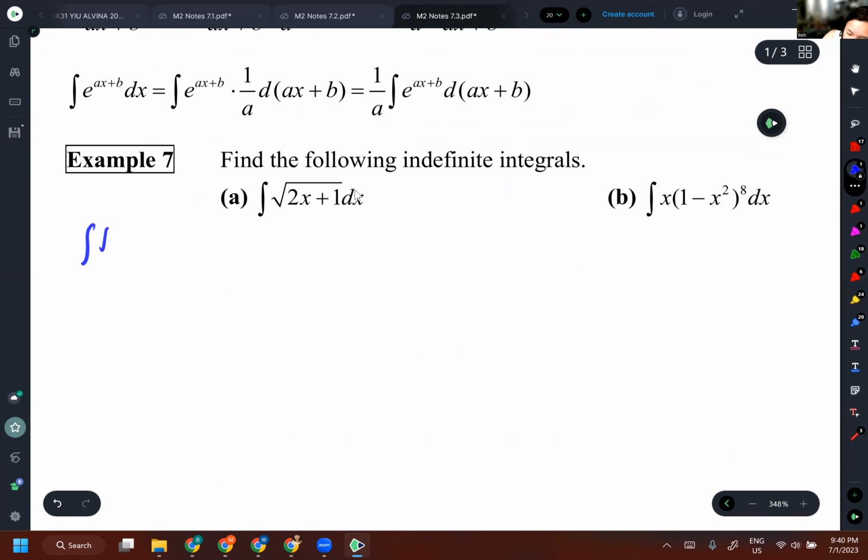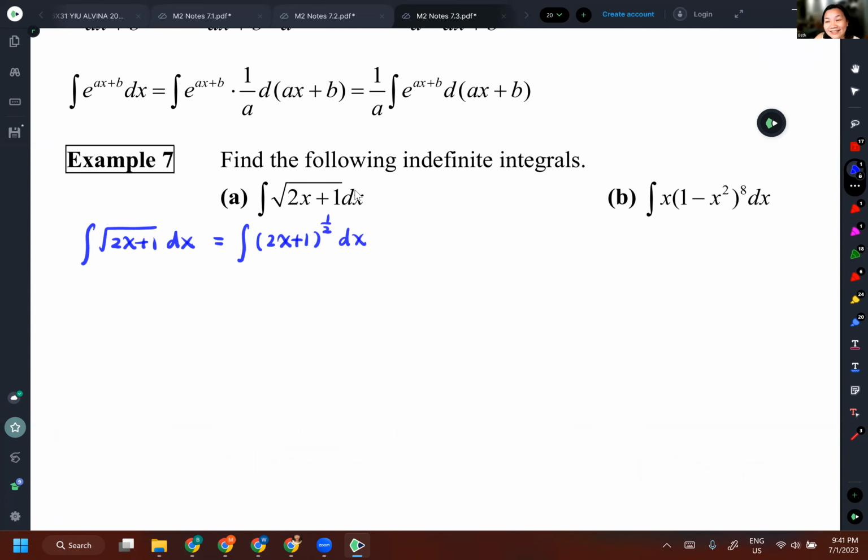Copy the question. And change it. Okay, change it. Now, right now, you cannot use formula B yet, because this is u, but this is not du. You see? You can only do u to the power 1 over 2 du. That's fine. But now it's u to the power 1 over 2 dx. Not the same variable.